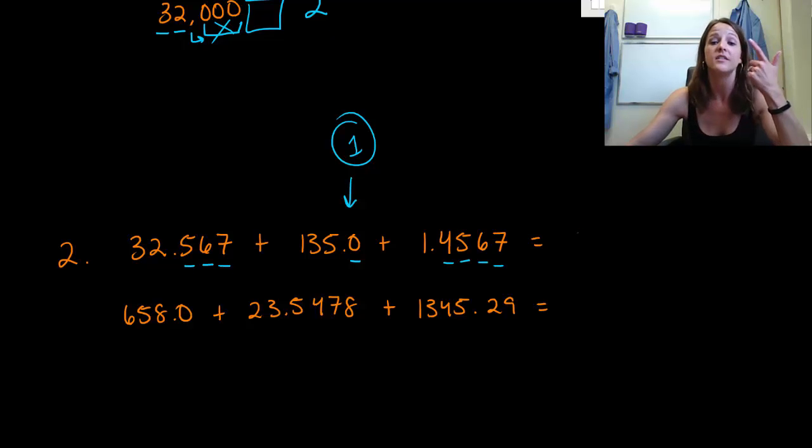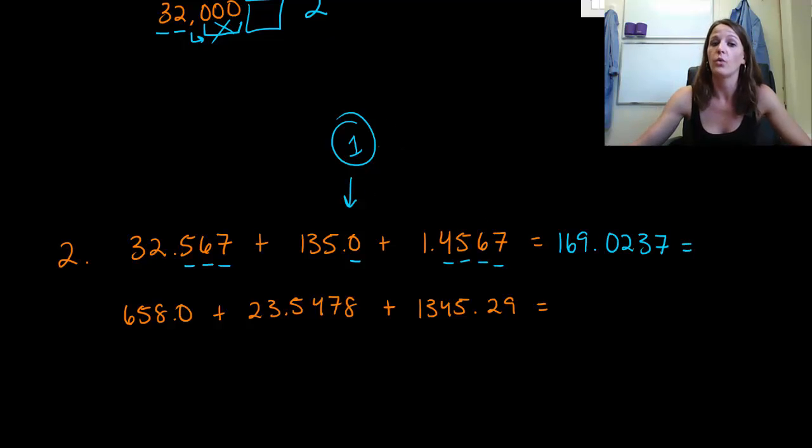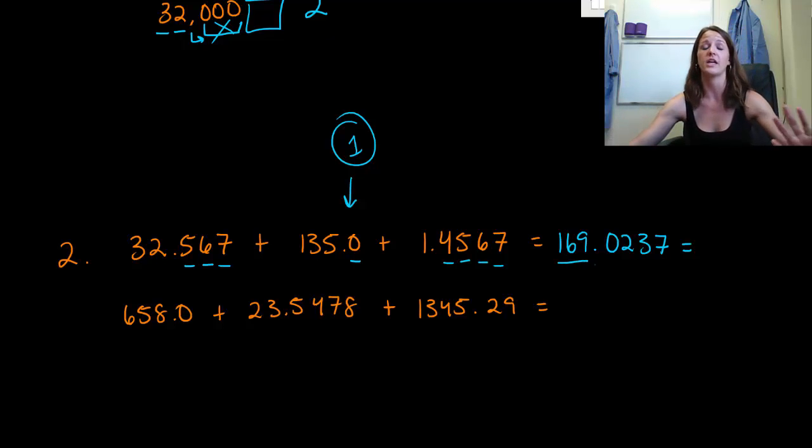All right, so that was step 1. Step 2, we actually do the math. If we add those 3 numbers together in the calculator, it tells us that we have a total value of 169.0237. Now, we're only allowed 1 significant figure past the decimal, so all of this is considered significant. We're not going to even mess with that. We're only concerned with the numbers past the decimal. We're only allowed 1, so that would give us that 0.